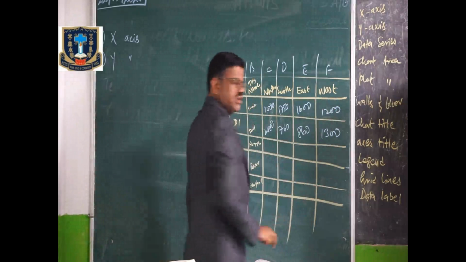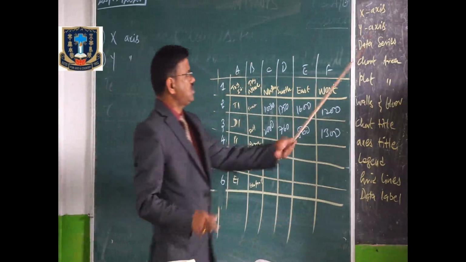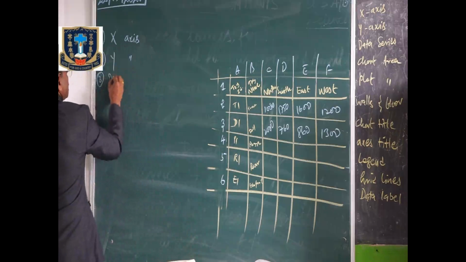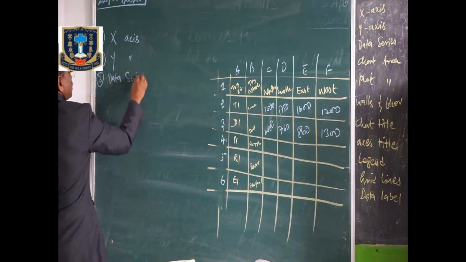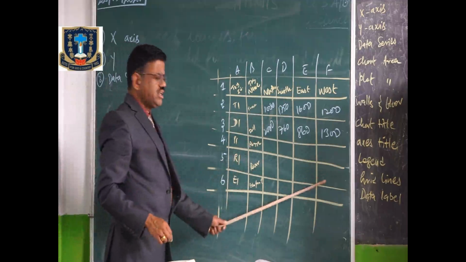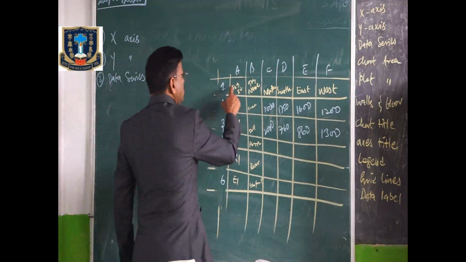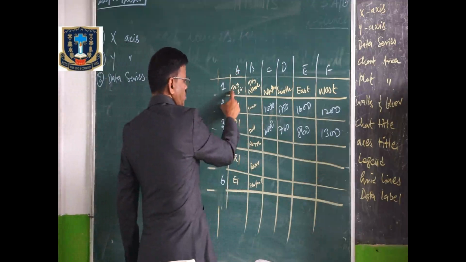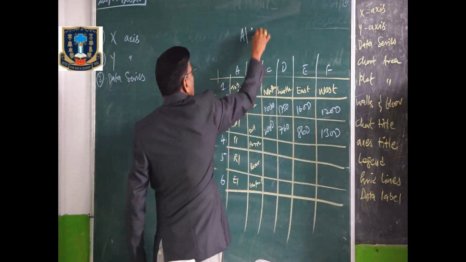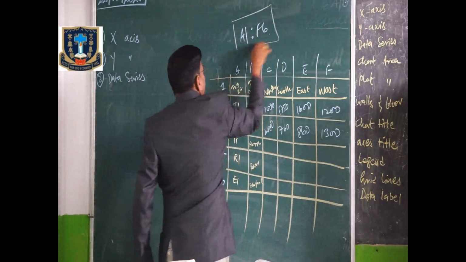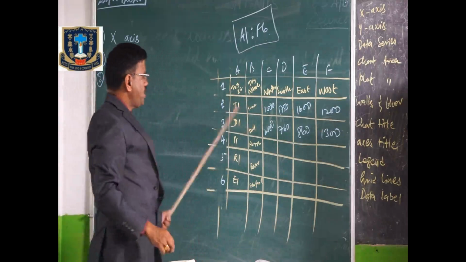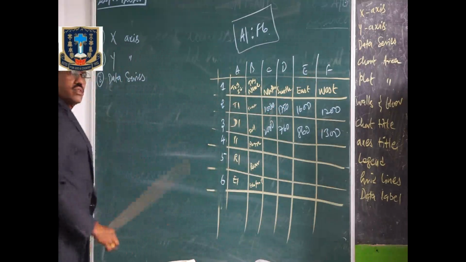This selection of this region is called the data region. Data series. What do you mean by data series? Data series means I enter this puzzle, rocker and educational game. Now I enter the data and I select from A1 to F6. A1 to F6 is the range that has been chosen. I am going to plot the chart based on this data series.